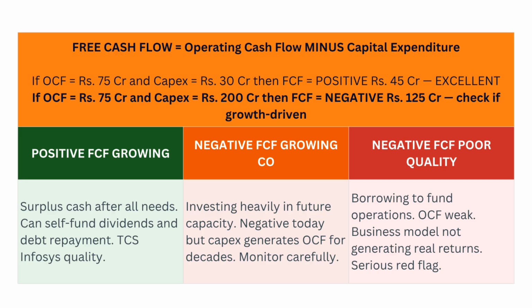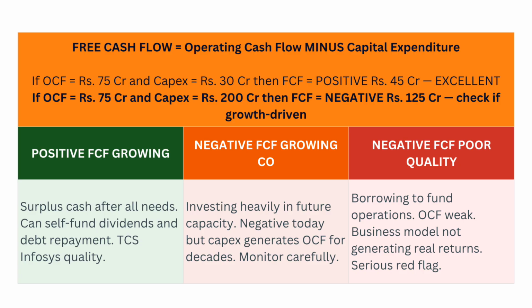Now, free cash flow is operating cash flow minus the capital expenditure. If OCF is 75 crores and capex is 30 crores, then free cash flow is positive 45 crores. That is excellent. If OCF is 75 crores and capex is 200 crores, then the FCF is negative 125 crores. Check if the growth is driving it.